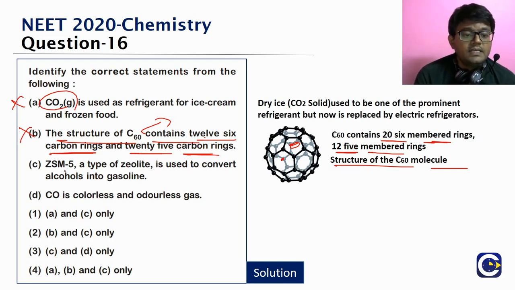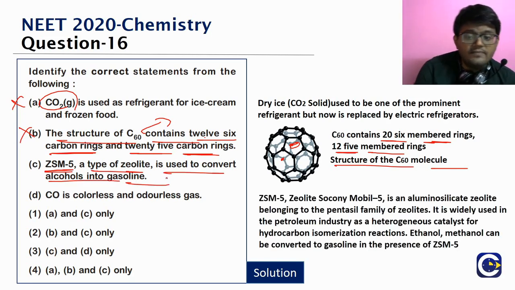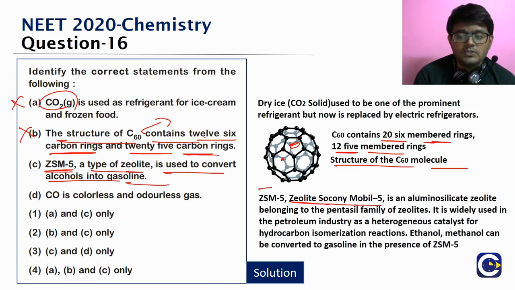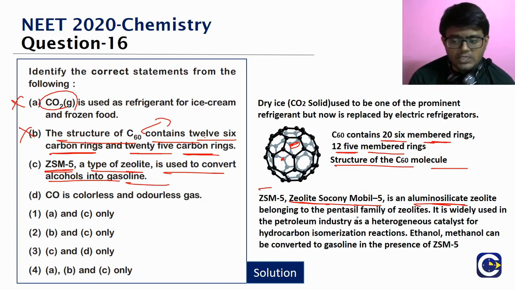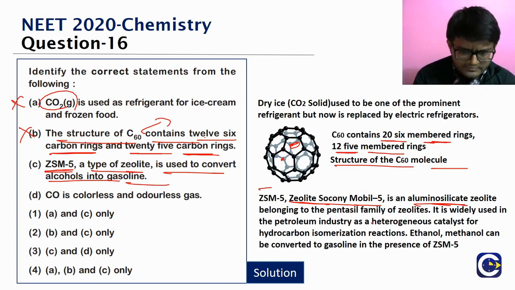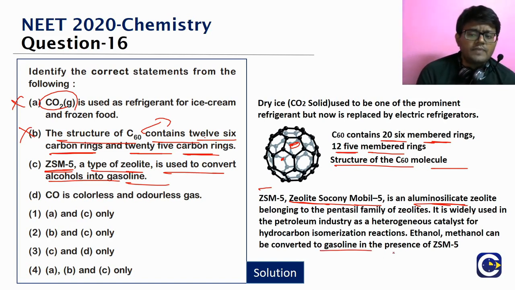Then what is C? ZSM5 is a type of zeolite that is used to convert alcohols into gasoline. What is ZSM5? It's a short form for Zeolite Socony Mobil 5. It's an aluminosilicate, a class of zeolites, widely used in the petroleum industry for cracking reactions and also for converting alcohols like ethanol and methanol into gasoline. So this is correct. So C is correct.